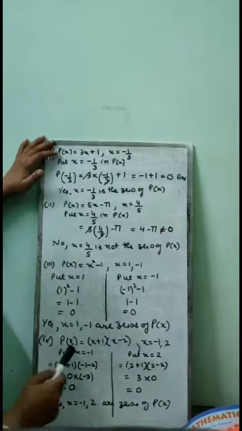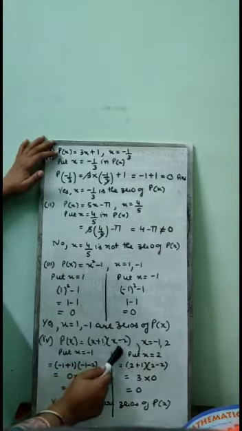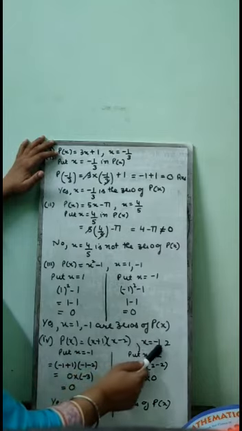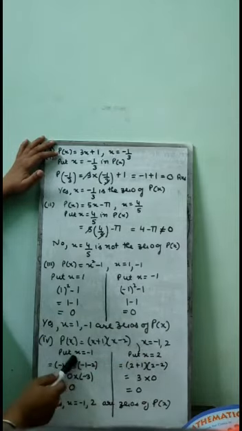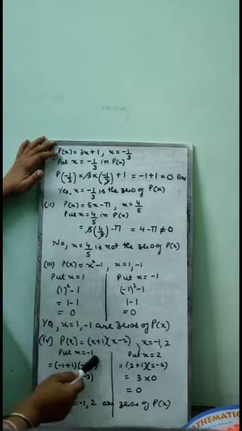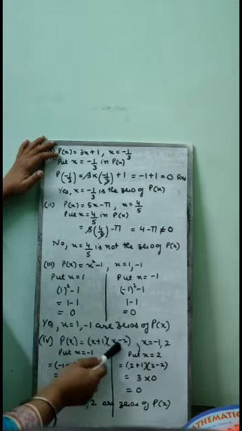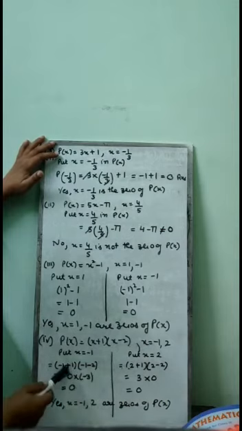Now in fourth part, p(x) is x plus 1 into x minus 2. x is minus 1 and 2. You will put x is equal to minus 1. Minus 1 plus 1 into minus 1 minus 2. This is 0. 0 into minus 3 is 0.